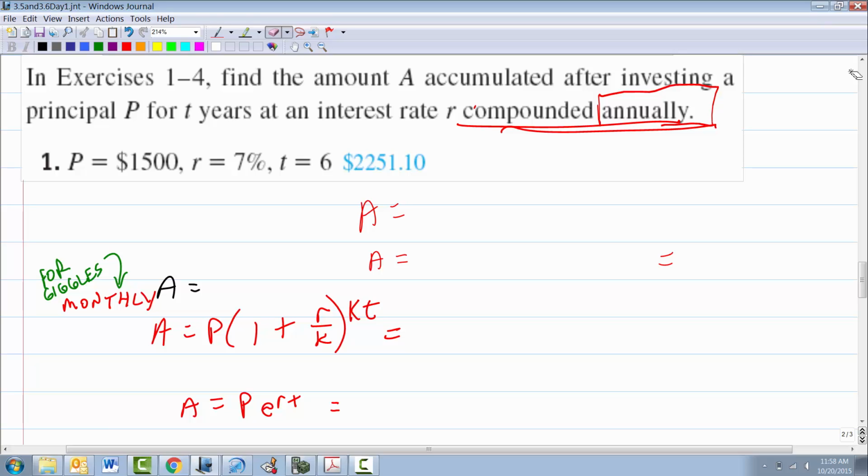But what I did is I took this first example and I said, okay, let's do annually. But then let's compare how different would it be if it was compounded monthly. And then how different would it be if it was compounded continuously. So they're all getting the same percentage, 7%, but they're all being figured out in a different way.